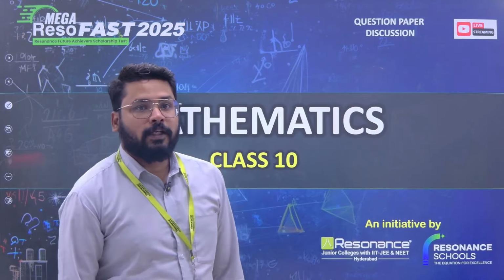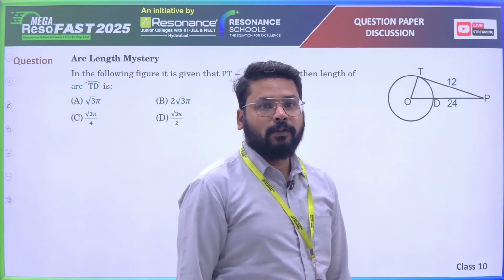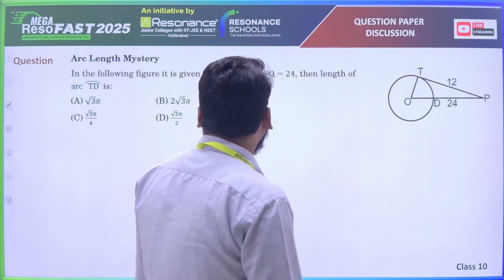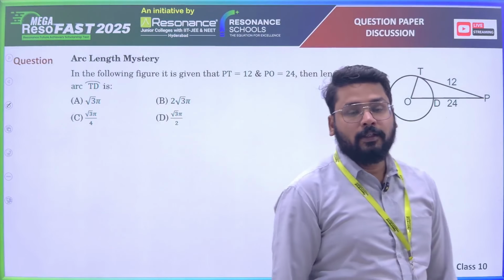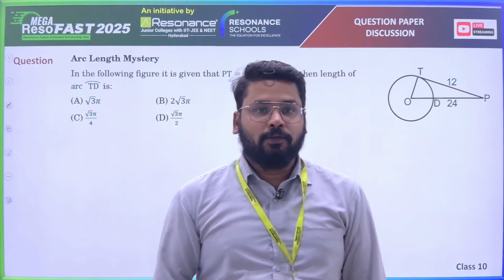Hello students, this is Nikhil. We'll discuss today our mega ResoFAST maths paper which comes in mathematics class 10 NEET. So here we'll go with the first question. Arc length mystery. It is connected to tangent and area related to circle.